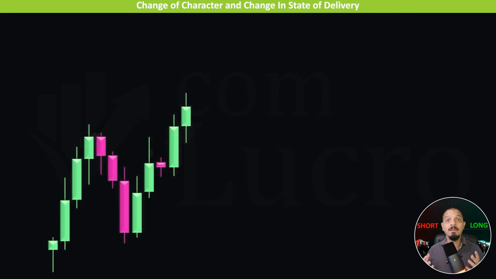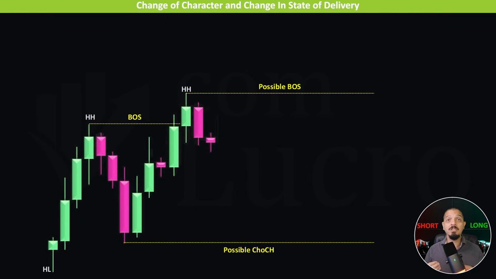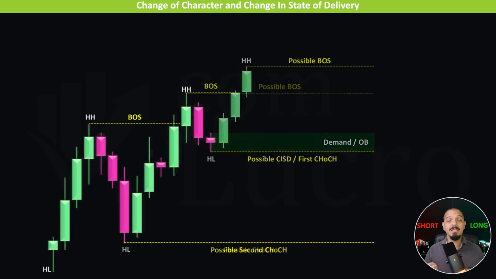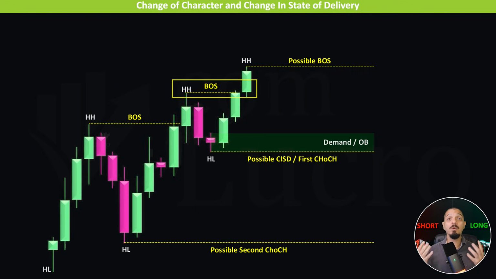Now let's get started. So what exactly is the change in the state of delivery? The change in the state of delivery, CISD, is a reversal pattern in which the price's momentum and delivery shift direction suddenly. In this example, you can observe a clear bullish trend. These three candles represent the most recent bullish delivery, showing strong and efficient momentum, which has pushed price above a recent structural level. This can also be referred to as the most recent buy-side delivery.